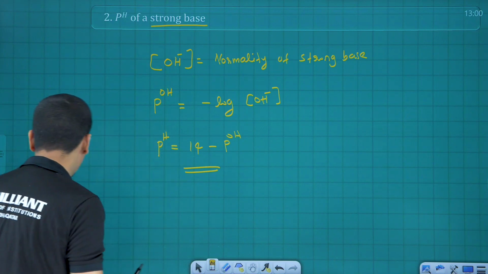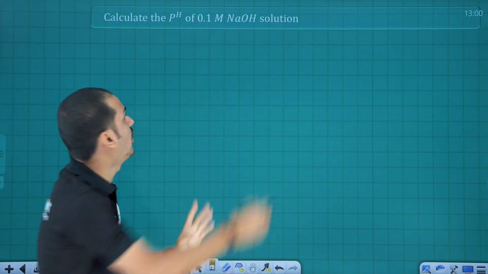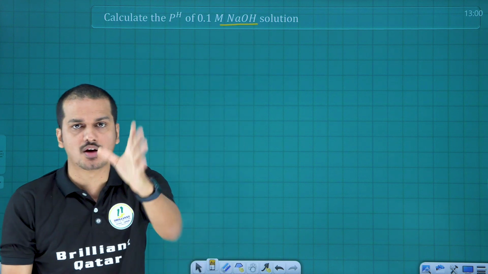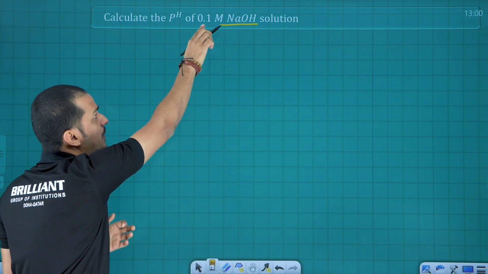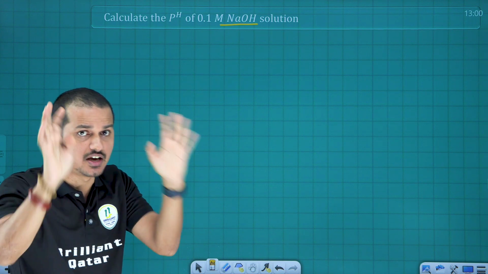Okay, so let's look at one example. Calculate the pH of 0.1 molar NaOH solution. NaOH is a strong base, so the given 0.1 molar is not H plus, that is OH minus. That idea you have to keep in mind.